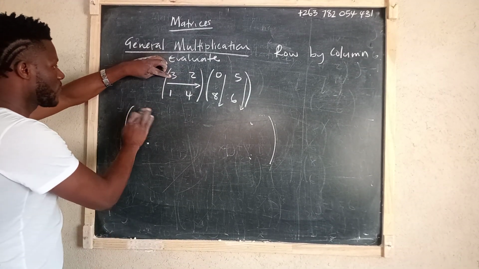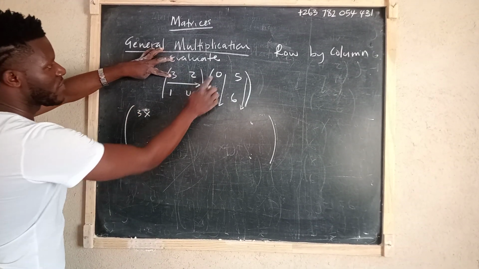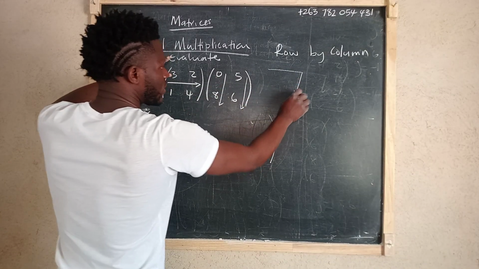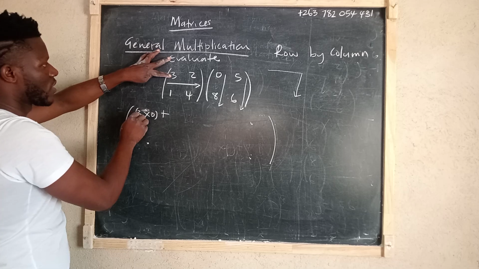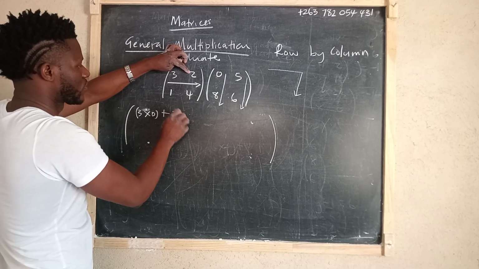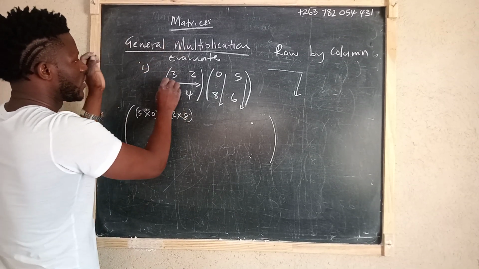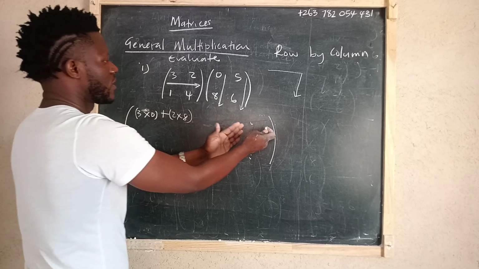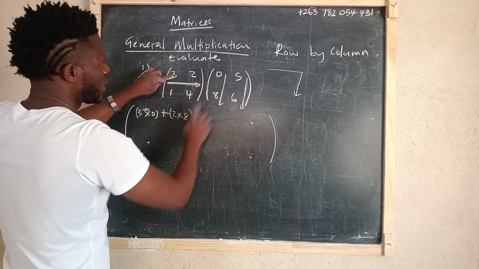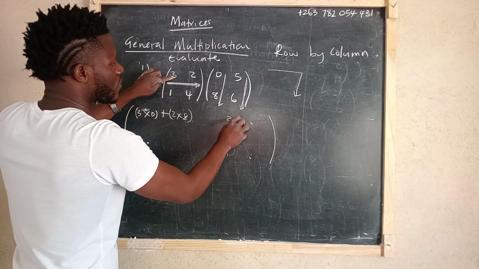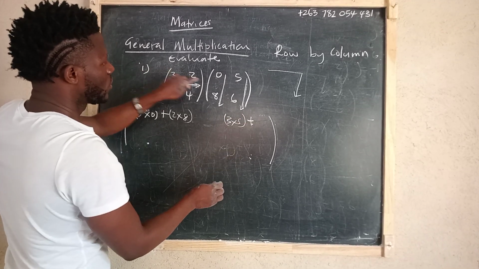That is, 3 will multiply by 0. It's a movement like this: 3 by 0 plus 2 by 8. I moved a row by a column. On the other side, I'm still using this row, but the other column: 3 times 5 plus 2 times 6.